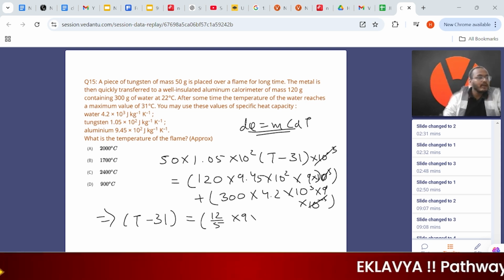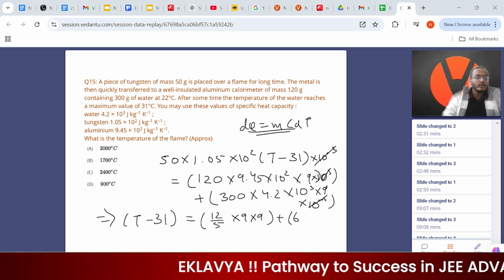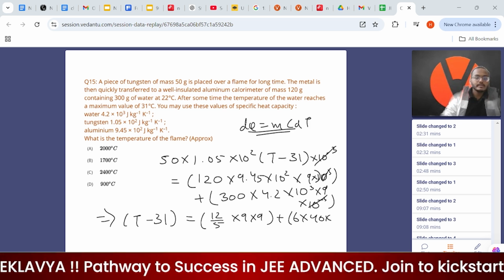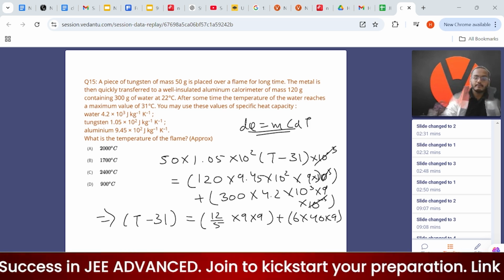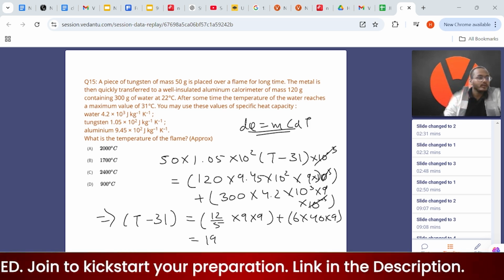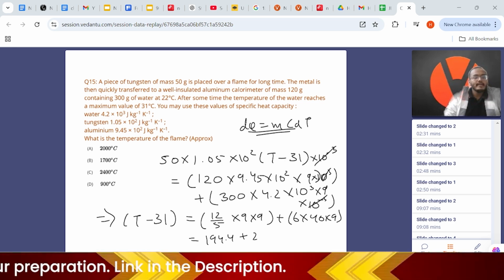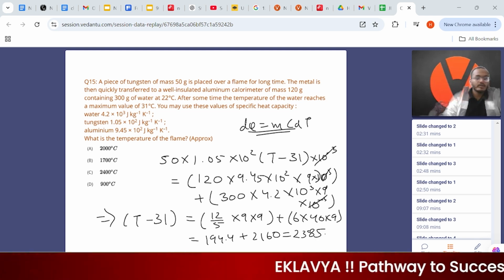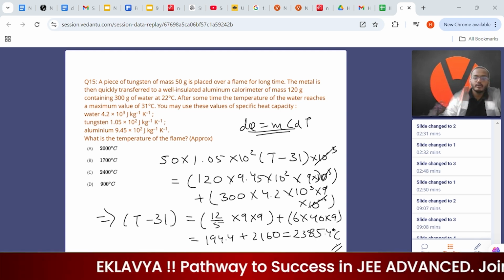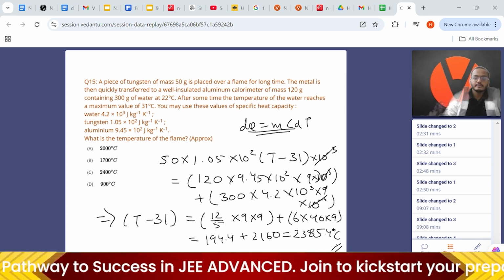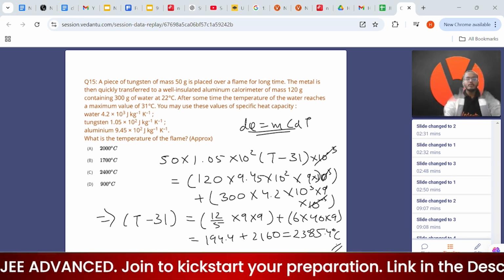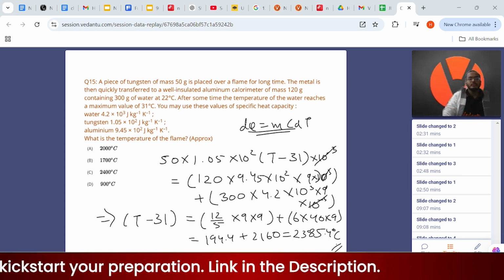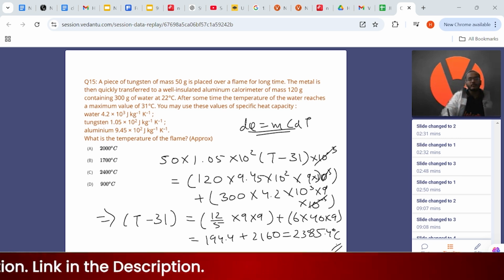It will be equals to 12 by 5 into 9 plus 6 into 40 into 9. So it will be equals to 194.4 plus 2160. It will be equals to 2385.4 degrees Celsius. Conversion factors we can ignore when all the units are working the same. So the most nearby answer to this is 2400 degrees Celsius.